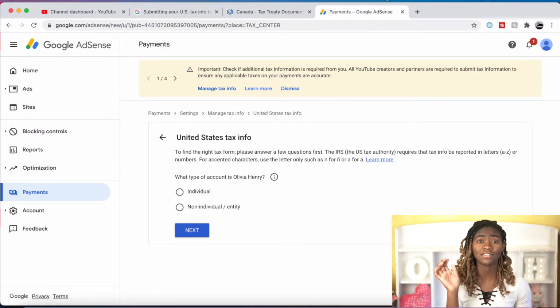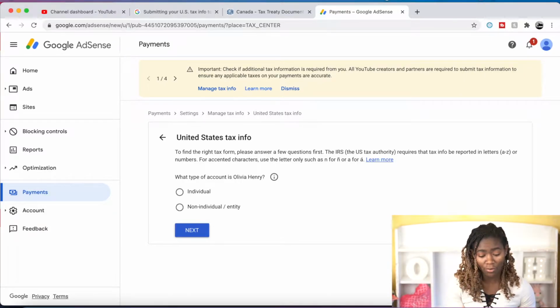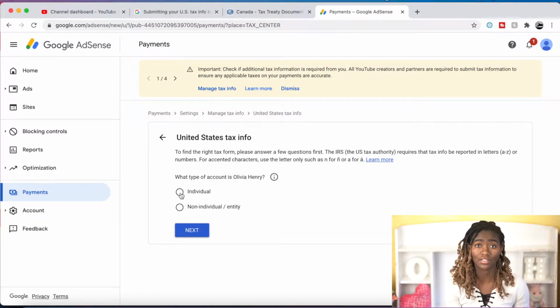So this is the page I got to, and then I stopped because I wanted to film this process in case I'm right and I will in fact not be getting double taxed. So let's see. So what type of account is it? I have an individual account. I don't have an LLC or anything like that.